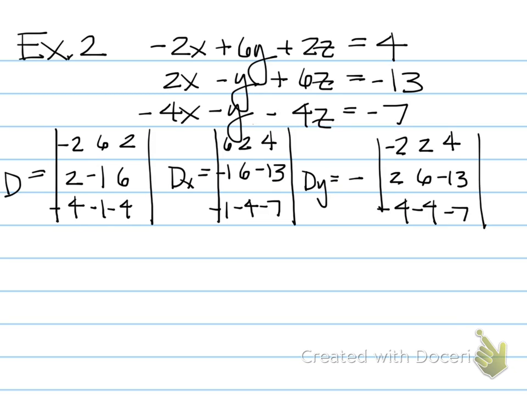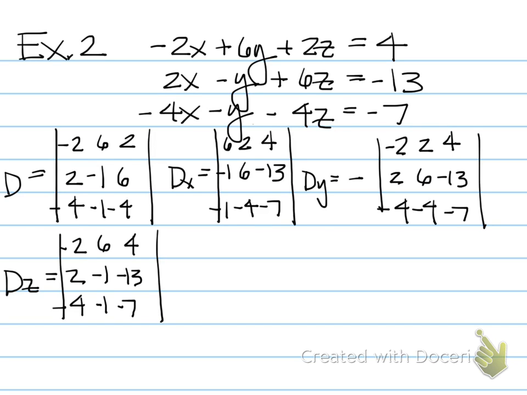The y determinant has a negative in front of it. For 3 by 3 matrices, or third order matrices, you have a negative in front of the y determinant. For 2 by 2 systems, whenever you're using Cramer's rule, you have a negative in front of the x determinant. For 3 by 3s, you have a negative in front of the y determinant. And then we get the z determinant by crossing out that z column. The remaining values are negative 2, 6, 4, 2, negative 1, negative 13, negative 4, negative 1, and negative 7.